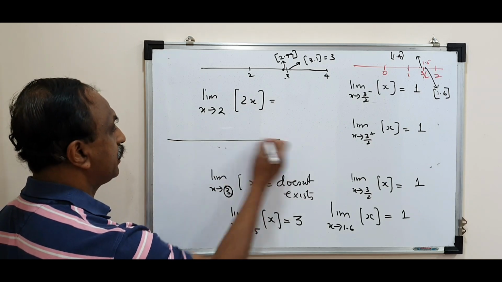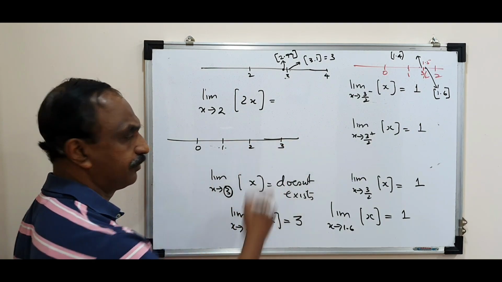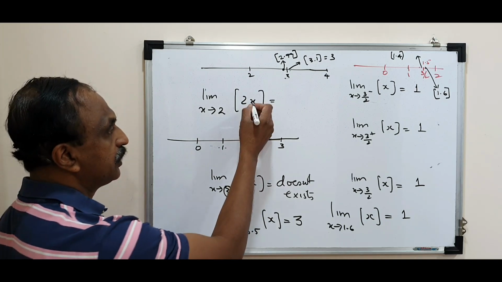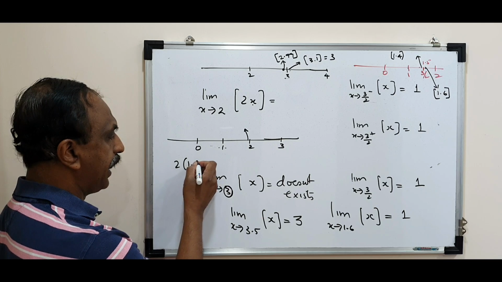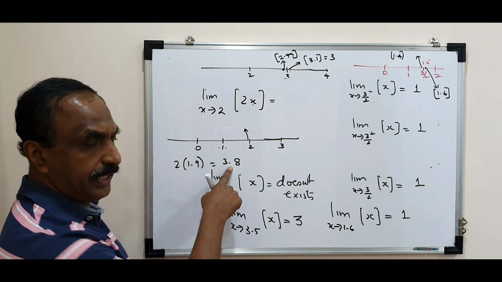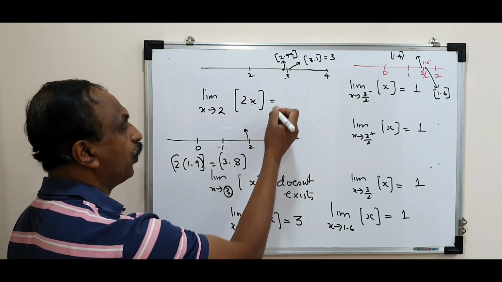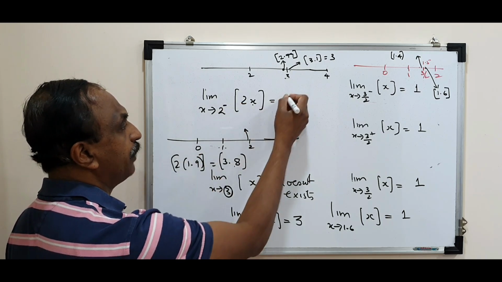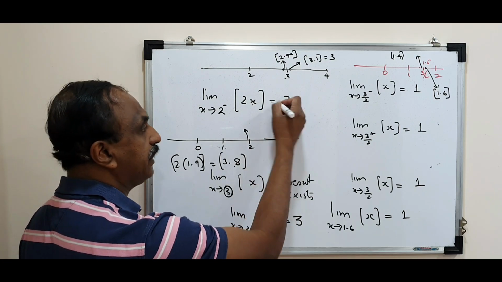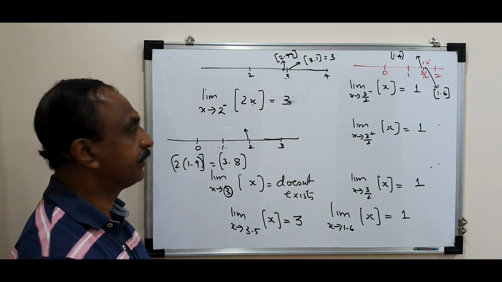So I can mark 0, 1, 2, 3. If I put, let's say, 1.9, then 2 into 1.9 is 3.8. The integer of 3.8 is 3. So the limit as x tends to 2 minus of integer of 2x will give me the answer 3.